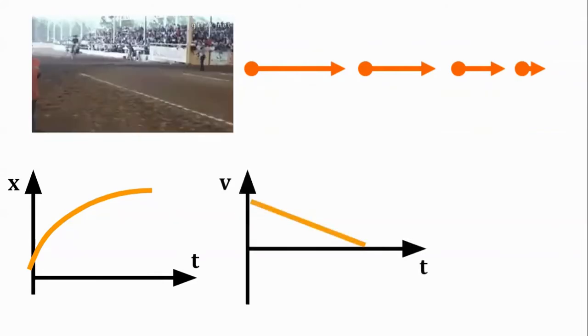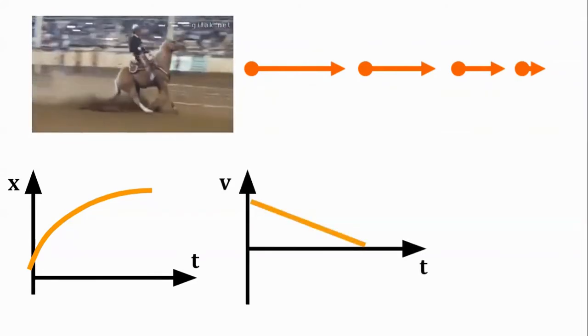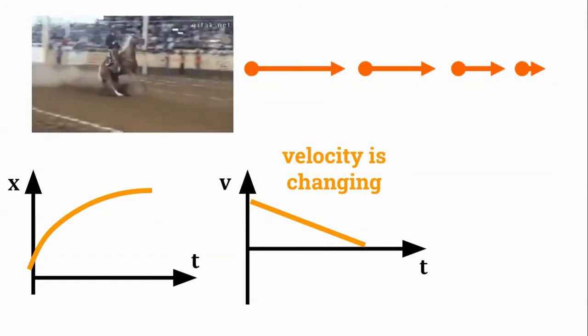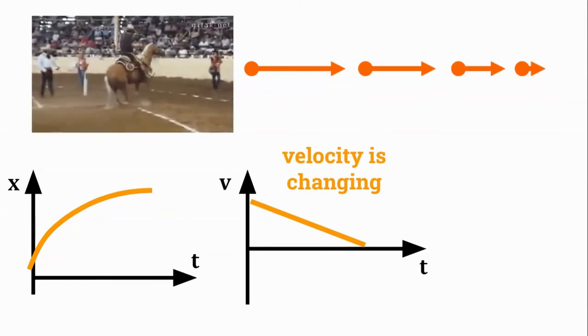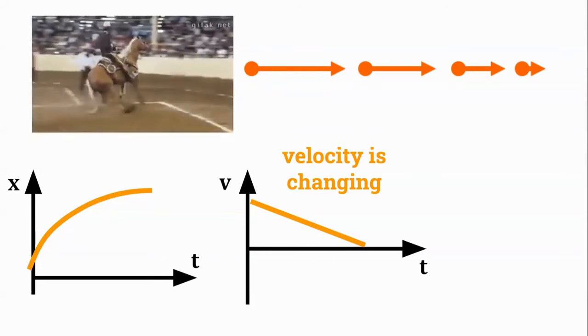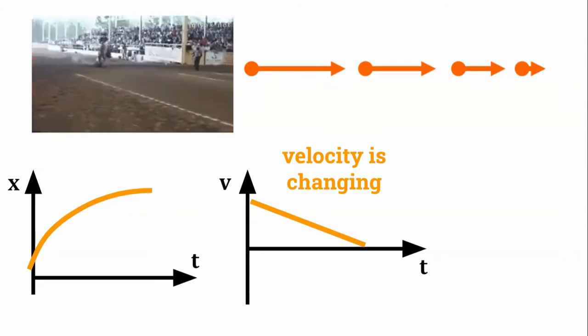Perhaps you drew a graph of velocity versus time. In this case, the horse's velocity is changing. So we started off with a positive value for velocity since it's moving forward, and gradually that velocity got closer and closer to 0 as the horse skidded to a stop.